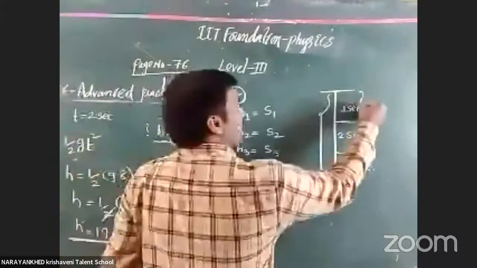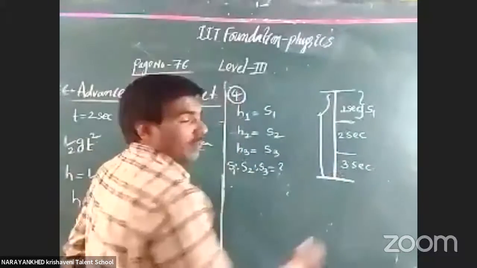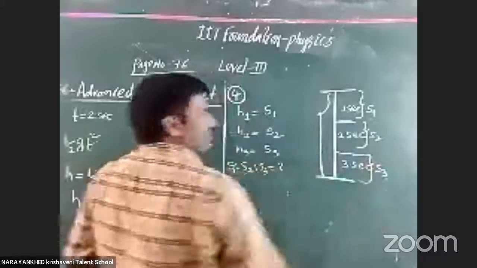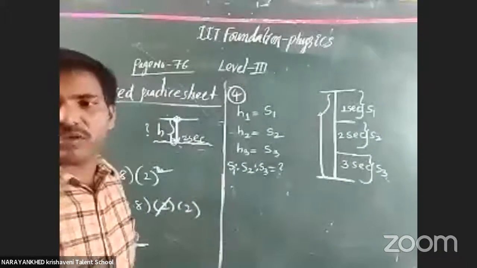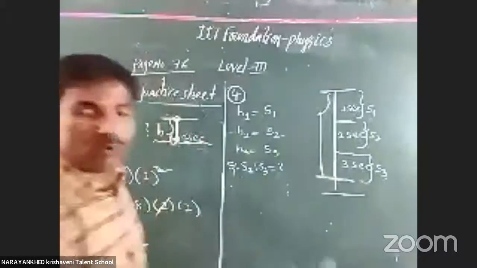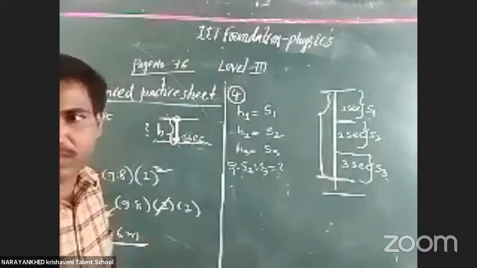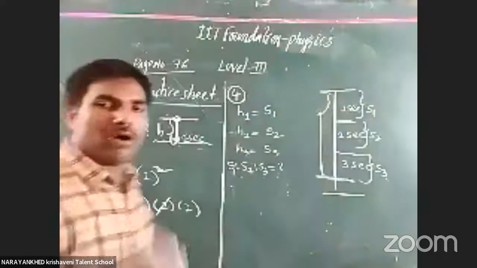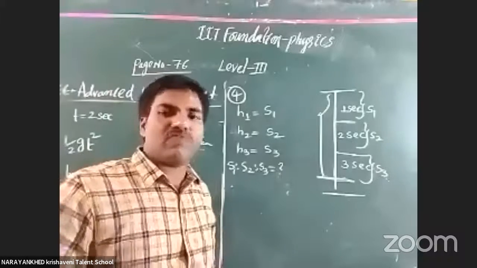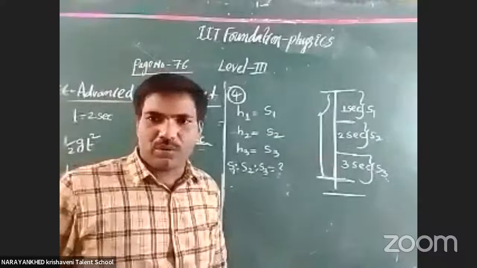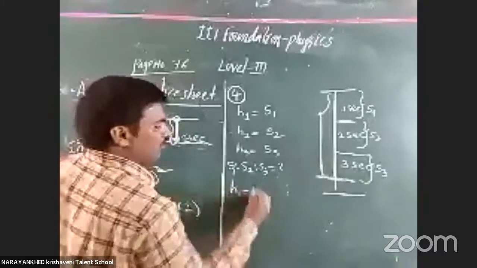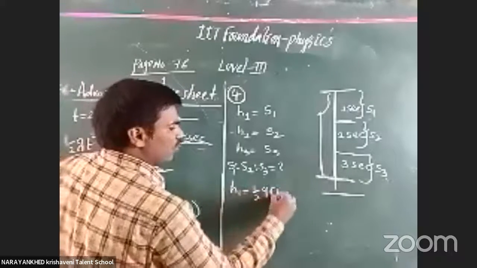This is the distance from here, S1. From here to here, the distance is S2. Here to here, the distance is S3. What is the ratio of these? In the third second it may not reach the ground. It may move further also. We don't know, but what are the ratios? How do we proceed? You have to first find H1, then find H2, then find H3. After that, you take the ratio. Clear or not, all the students? What is that? I am taking H1 is equal to half into g into 1 square.